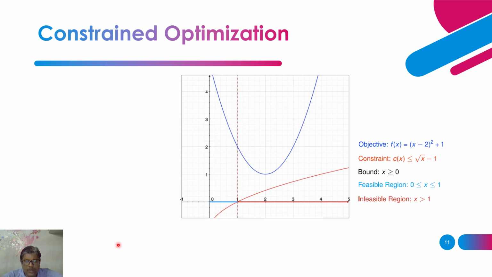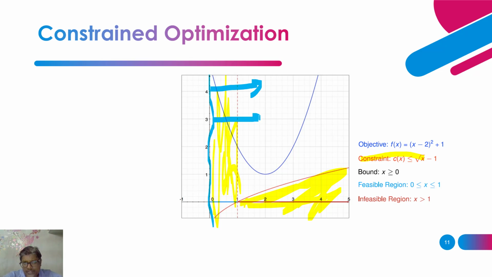What I'm trying to say is, I just highlight it so that you can understand. This is below this curve, this much, and over here this much. This is for the constraint. For the bound, what does bound mean here? The bound says this is the boundary we have. All of this which comes on this side is the bound.